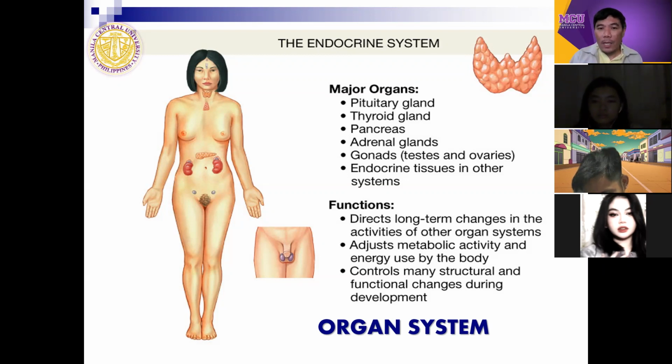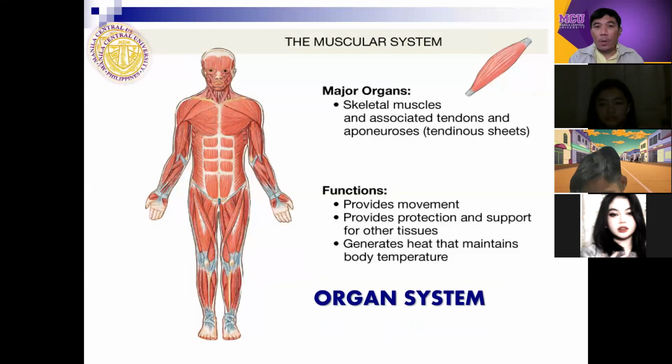So endocrine tissue. So that's why you need to still consider one thing that makes the endocrine system very important: metabolic activity. Remember that. And metabolic activity is very important for the cells. Okay? Next, muscular system.